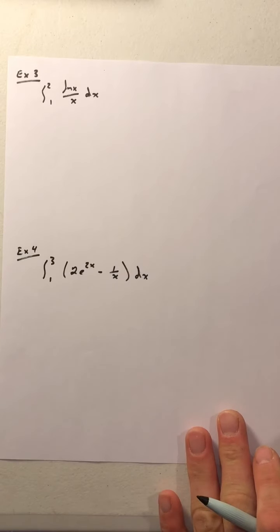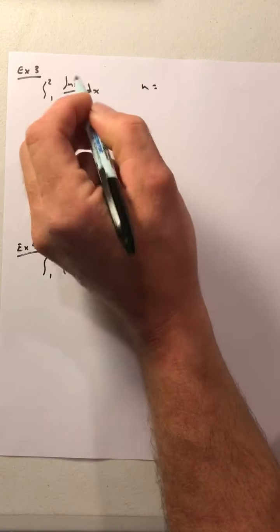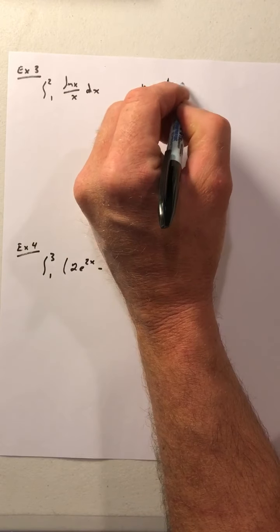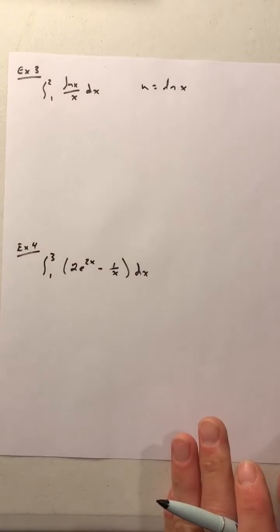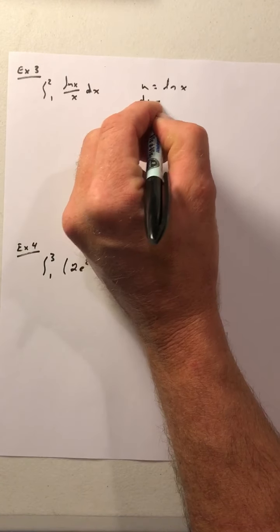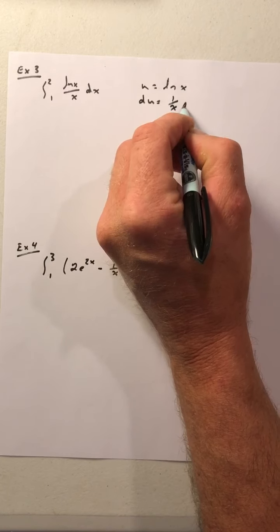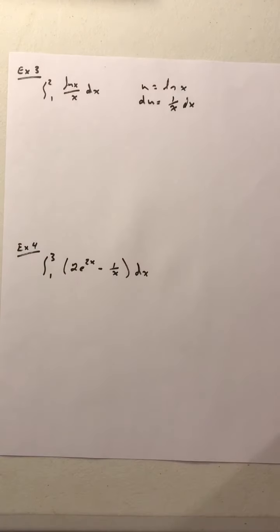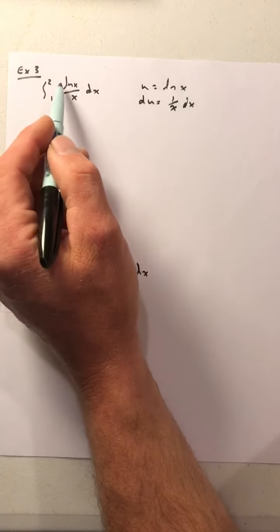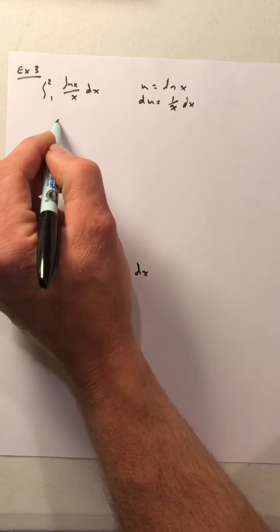So in example 3 here, we have a natural log of x. Remember our u, when we have a natural log, our u is generally going to be that natural log function. So in this case, we're going to let u equal natural log of x. Du then is 1 over x dx, which is nice because we have the 1 over x dx in our integrand.